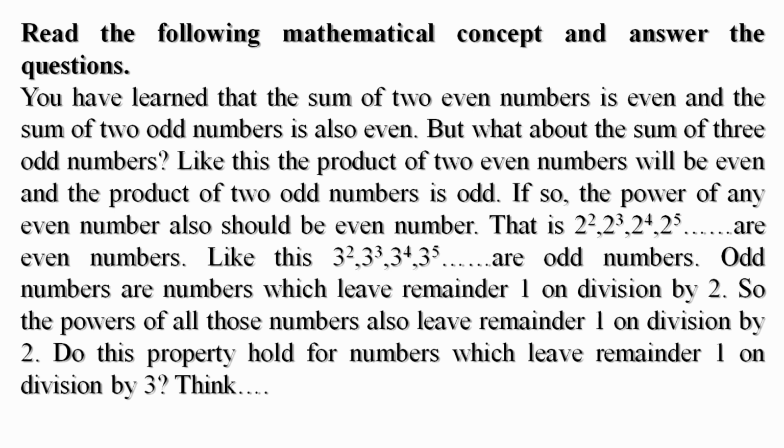are even numbers. Like this, 3 raised to 2, 3 raised to 3, 3 raised to 4, 3 raised to 5, etc. are odd numbers. Odd numbers are numbers which leave remainder 1 on division by 2. So the powers of all those numbers also leave remainder 1 on division by 2. Does this property hold for numbers which leave remainder 1 on division by 3? Think.